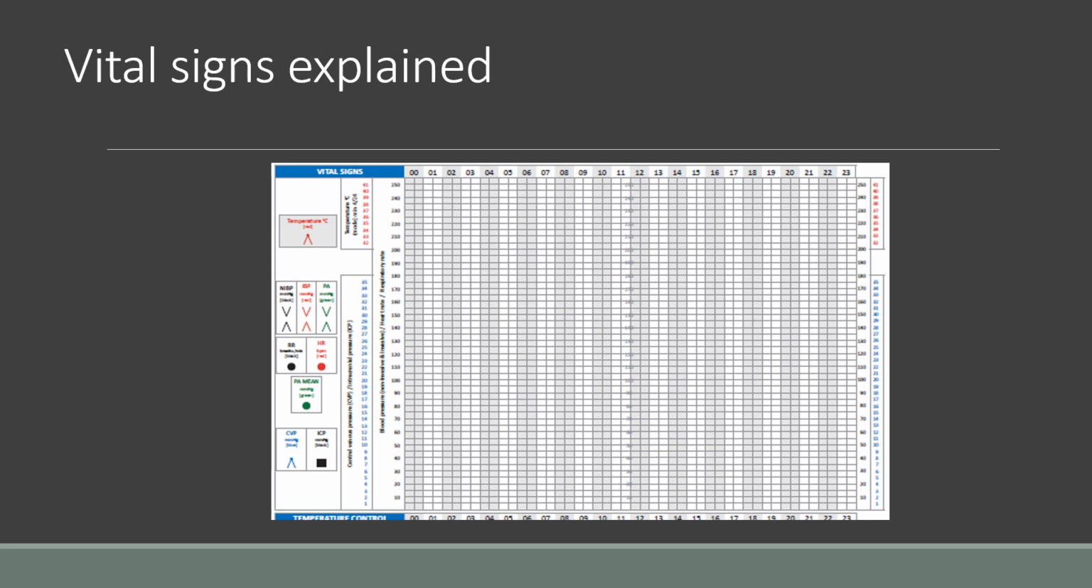Temperature is taken a minimum of 4 hourly unless the patient has a temperature probe in situ, and usually this is in the nose. Then it's recorded hourly. It's actually on the monitor. We have a cable that attaches to a temperature nasal probe.